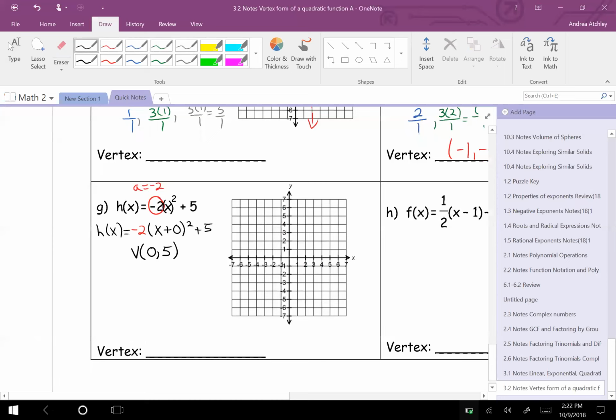So I'm going to go where x is 0, which is right here in the center, and y is 5 right here. That also means that my axis of symmetry is x equals 0. So it'd be right here in the center. And then my pattern, a over 1, then 3a over 1, then 5a over 1. Okay, everyone graph that using the pattern. See what we got.